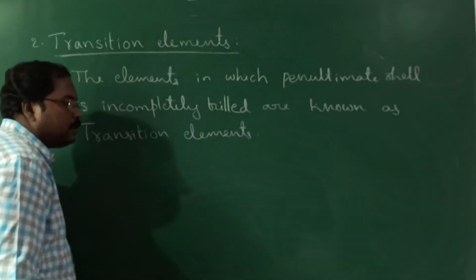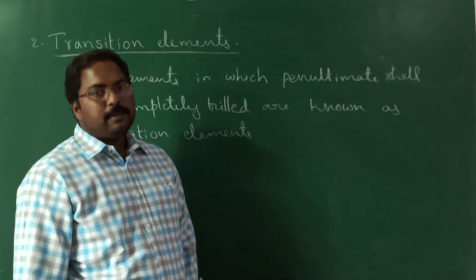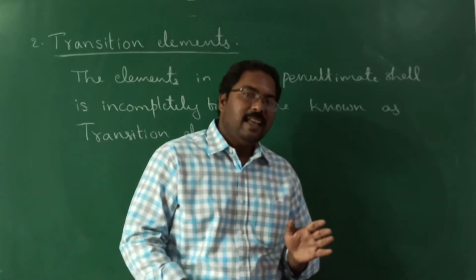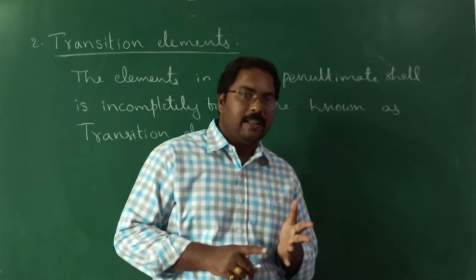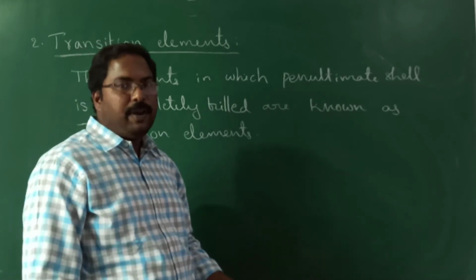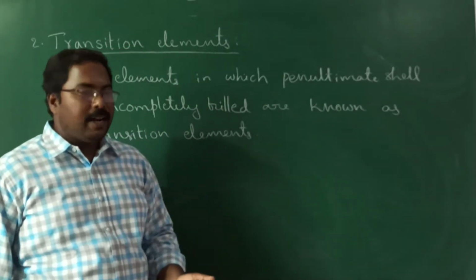Okay, so somebody may get a doubt, sir, only the penultimate shell. While defining, I said the last two shells. Last two shells means what? Both the ultimate as well as the penultimate. When I am saying the penultimate shell is not filled, automatically what about the ultimate shell? It is also not filled or not?